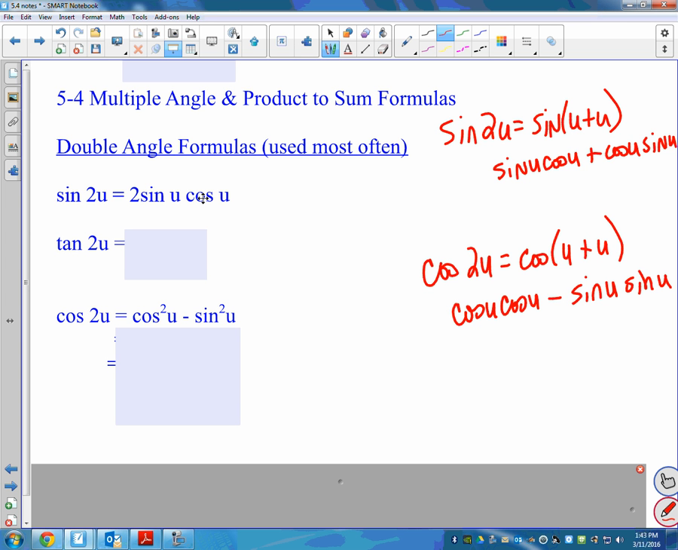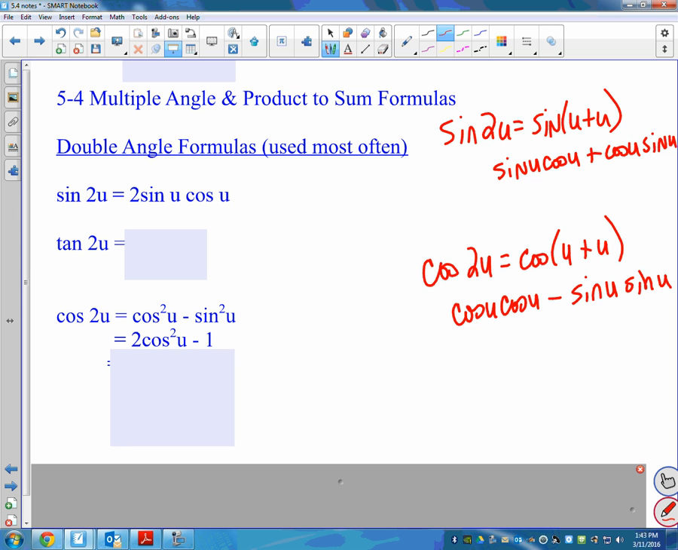But then books always give you 3 formulas for cosine of 2u, and that's because you could substitute in 1 minus sine squared for cosine squared, and you could substitute in 1 minus cosine squared for sine squared, which means you could write this all in terms of sine squared or all in terms of cosine squared, and we'll talk about when we solve equations why that might be helpful. So that's where these other 2 come from. They're the same thing, they're just using the Pythagorean identity.